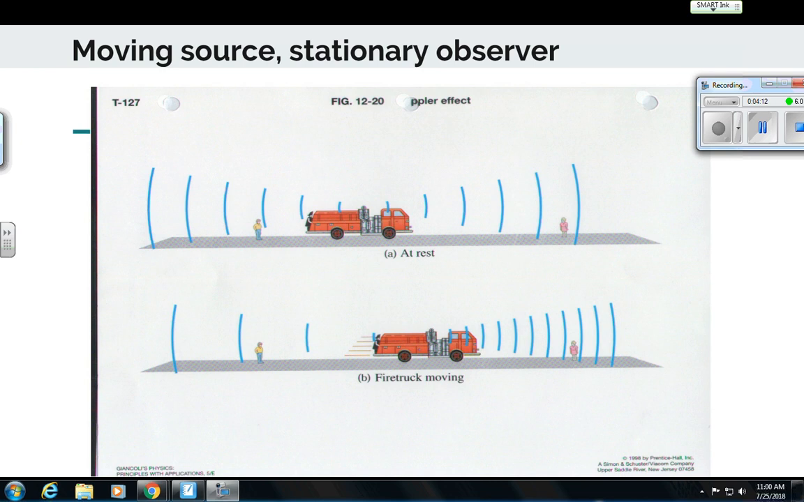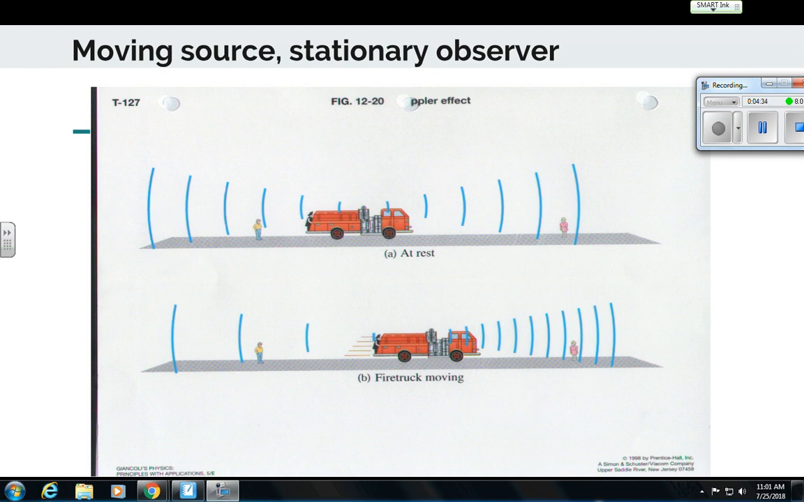Now here's a visual representation of it. Here's a fire engine rather than an Indy or Formula One race car. Its siren is going. Notice that when the fire engine is at rest in picture A here, the waves going forward and going backward all have the same wavelength and the same frequency. So the woman in the pink hears the same frequency as the gentleman in the yellow.